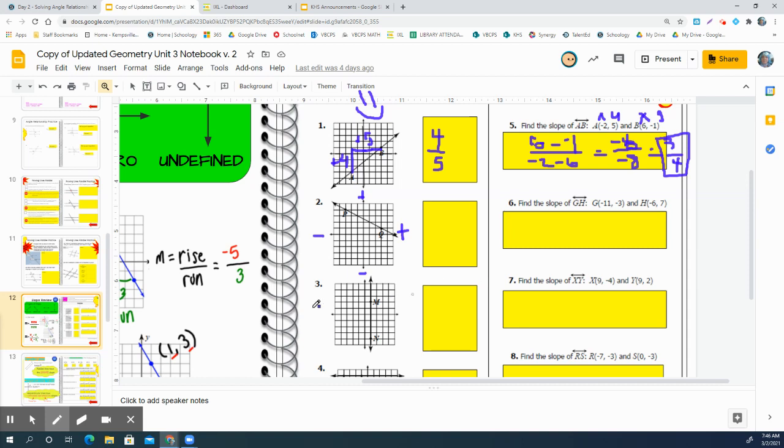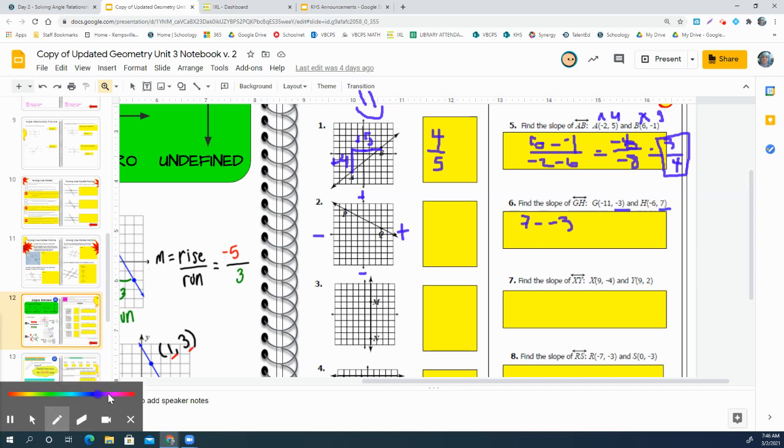It doesn't matter. You just need to decide which point you're going to start with, and they have to be stacked. So the negative 2, 5, I put first, and the 6, negative 1, I put second. But you could have done it the other way around. Like with this one, let's start with the 7. So we'll do 7 minus negative 3, because we do y minus y.